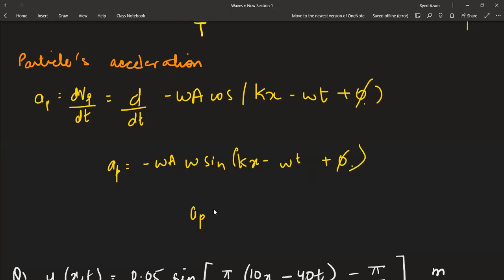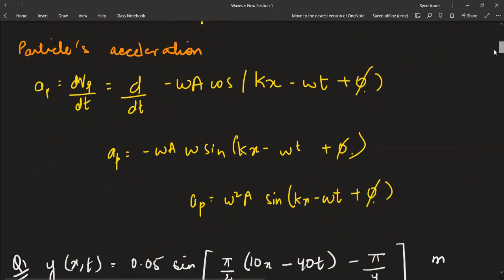So finally the particle's acceleration will be omega square a sine kx minus omega t plus phi naught. Okay. So this is the equation of acceleration. Acceleration, and this is velocity.